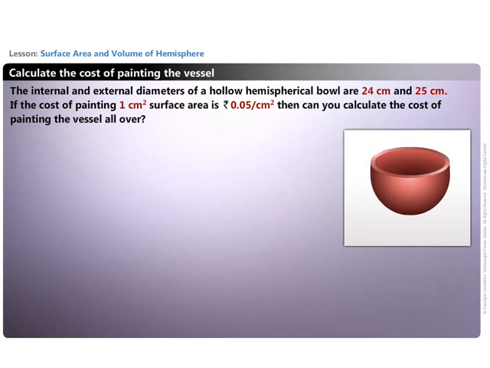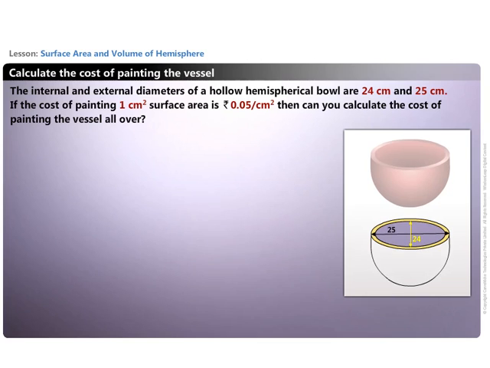The internal and external diameters of a hollow hemispherical bowl are 24 centimeters and 25 centimeters. If the cost of painting 1 centimeter square surface area is 5 paisa per centimeter square, then can you calculate the cost of painting the vessel all over?